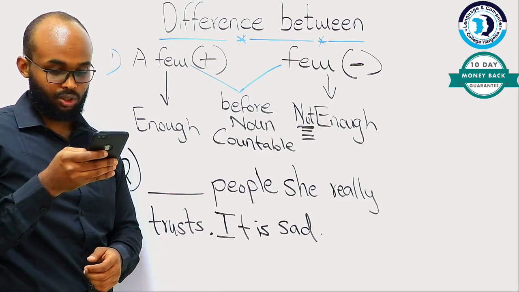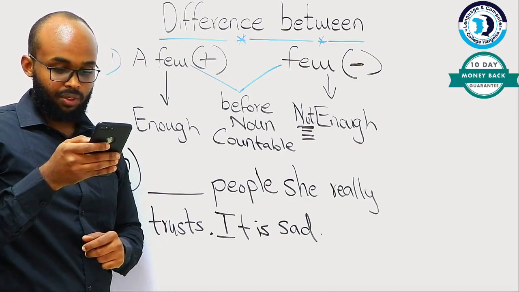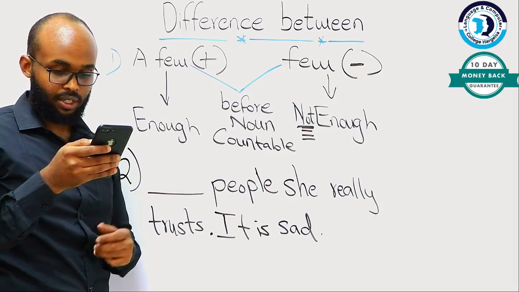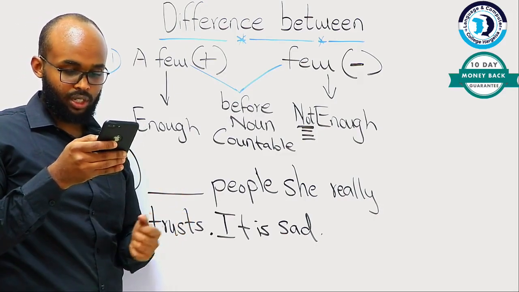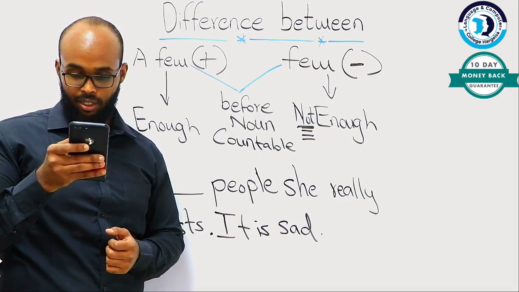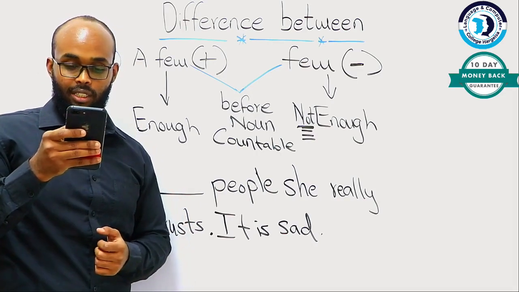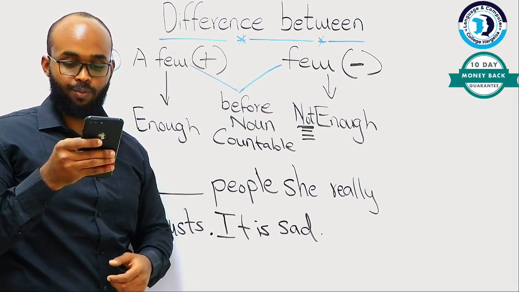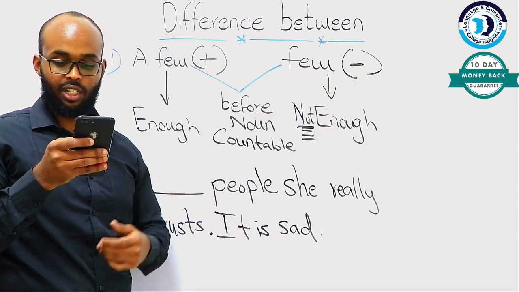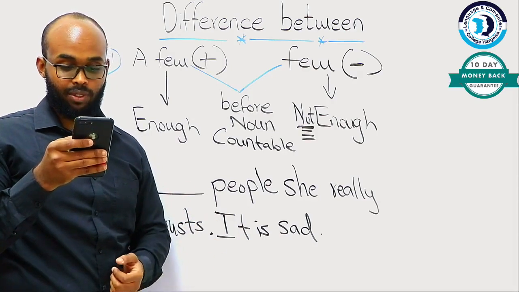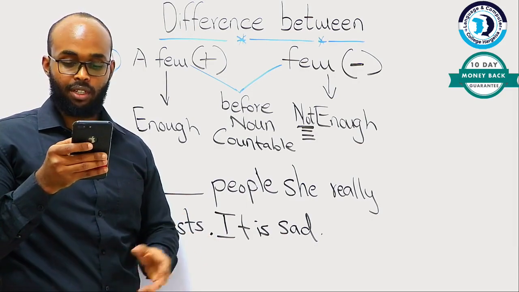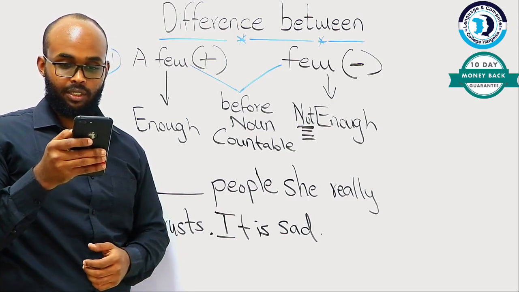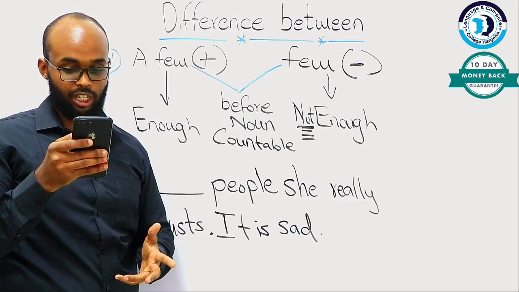Okay, sorry. We have number two, El Capitano. I think that is captain. Zohri, few. Lisa, few people she really trusts. It is sad. Anna, few people she really trusts. It is sad. Okay? Thank you very much, my dear students. Not bad.